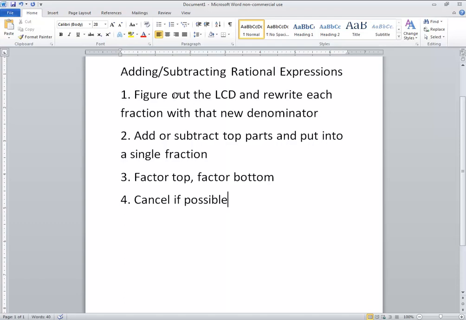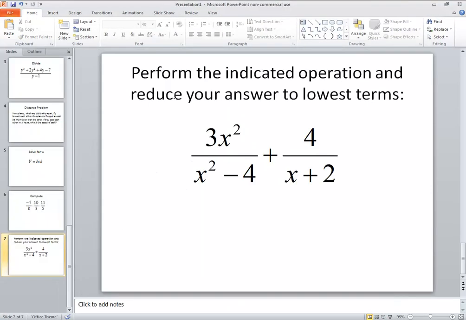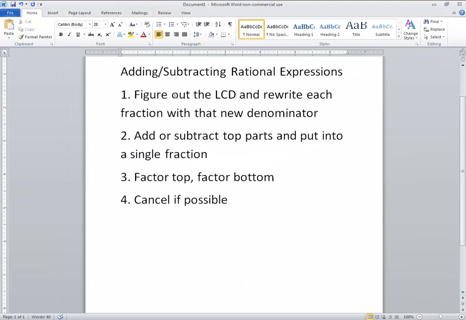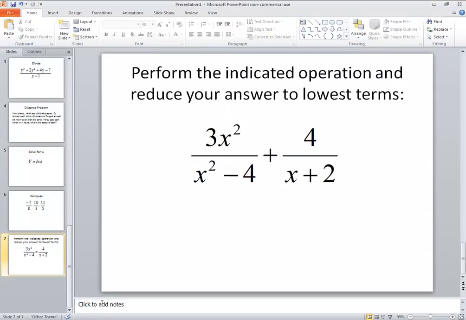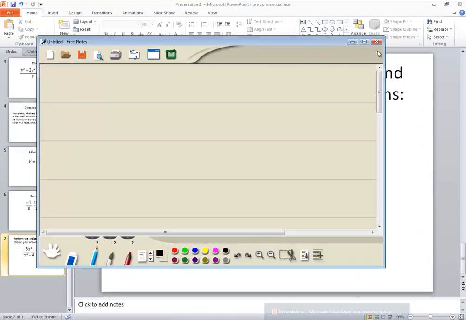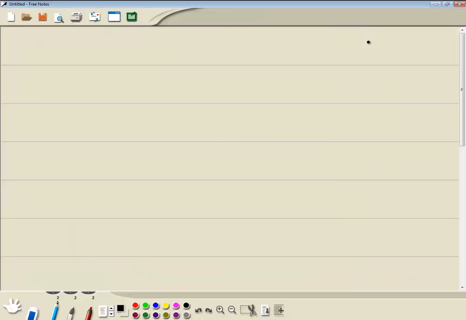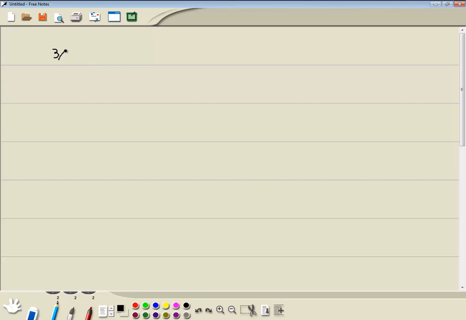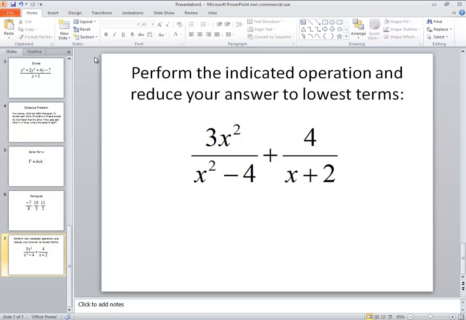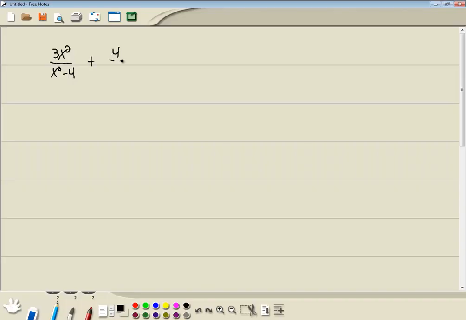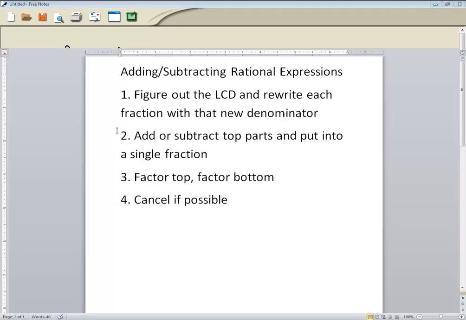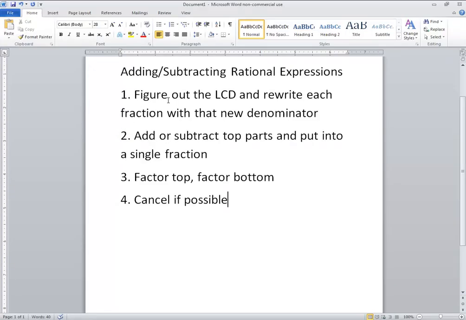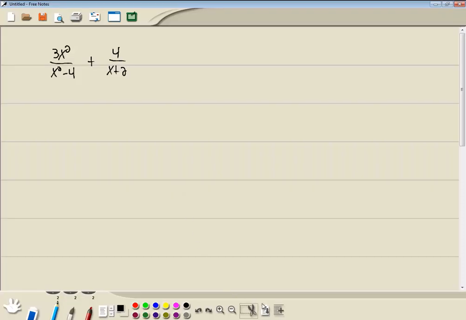So let's take a look at these applied to this problem. Okay, so we got 3x squared over x squared minus 4 plus 4 over x plus 2. Step 1, figure out the LCD and rewrite each fraction with the new denominator.